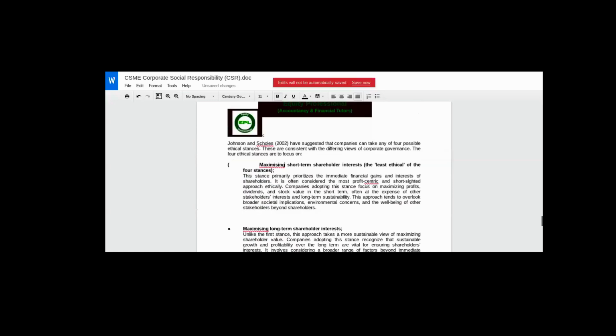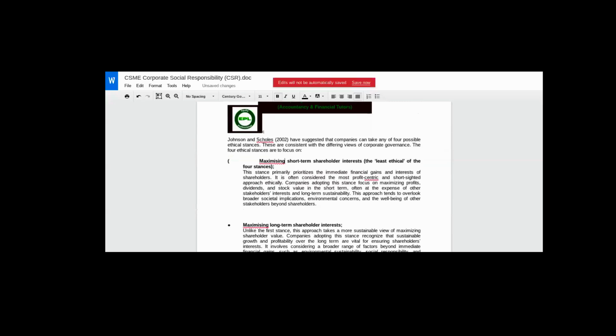So in line with the cultural web, Johnson and Scholes stated that there are 4 possible ethical stands for a business entity. So the 4 ethical stands for business entities are these. But these ethical stands, we have different perspectives or views about them.